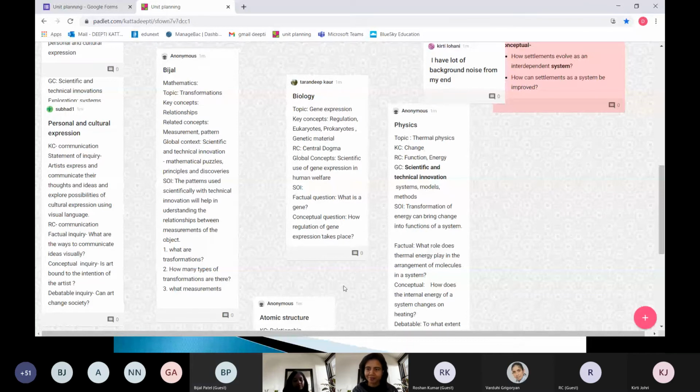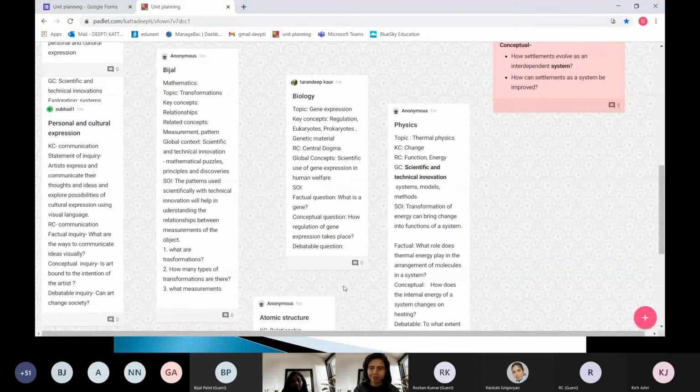Just a very quick observation. What I'm seeing in the Padlet is that most of our colleagues are putting the SOIs in quite a long way. However, we are looking for the SOIs to be shorter and very general, like the example given here. Regarding the last debatable question, it's always easier if you start with "to what extent" and then bring in the concept, guiding the child towards the final understanding of the SOI.